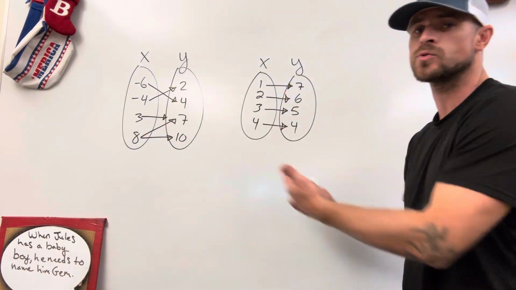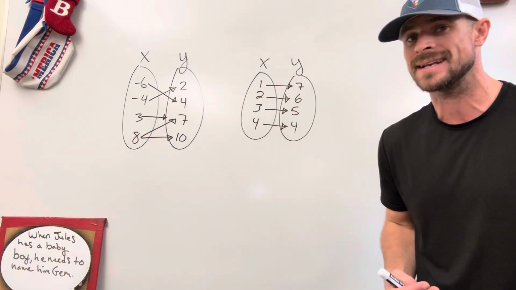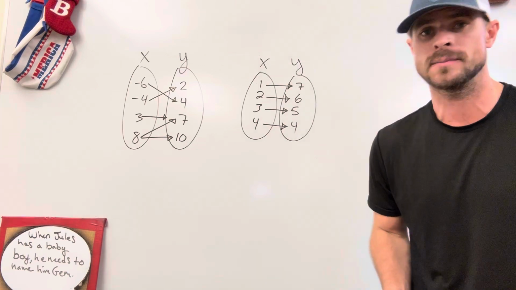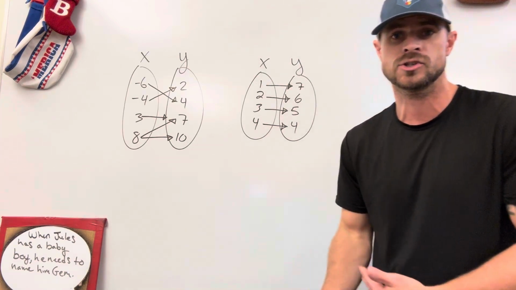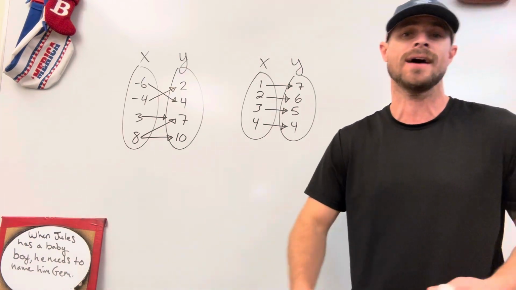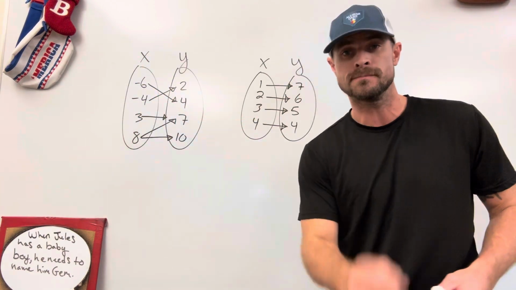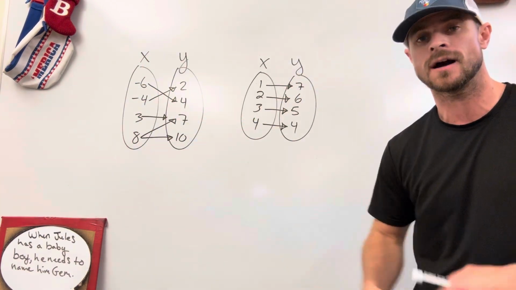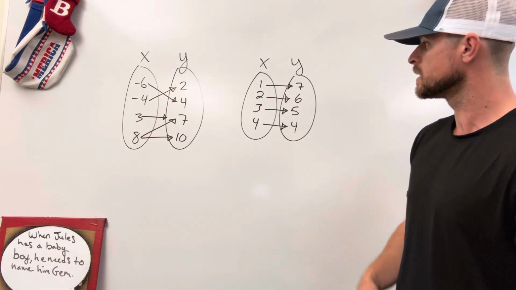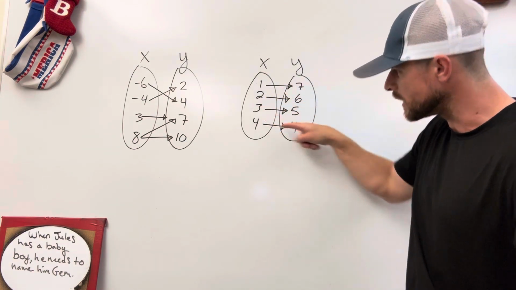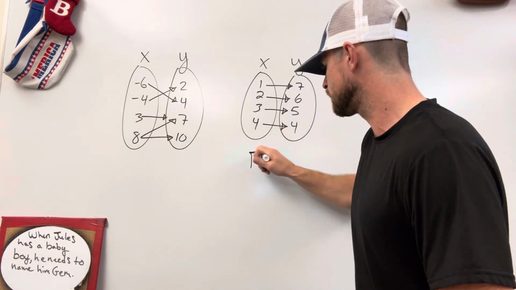So if I'm looking at these, one of them is a function, one of them is not. Can you spot the one that is not? Remember, the way to figure out if something is not a function in a mapping diagram is just, do I have an X value that has more than one arrow pointing off of it? So let's take a peek. One arrow, one arrow, one arrow, one arrow. Oh, that must be a function.